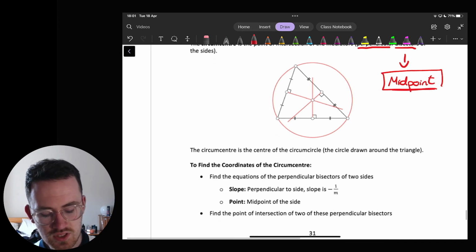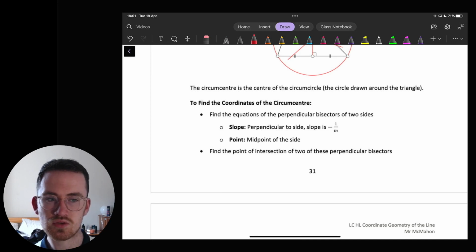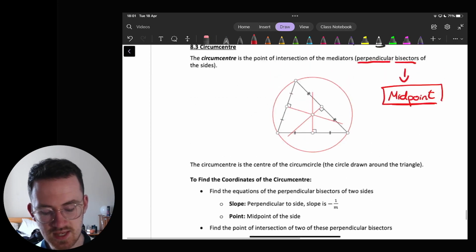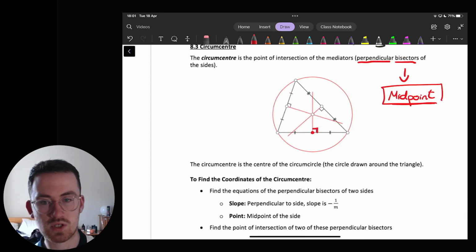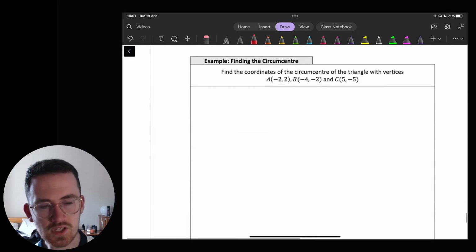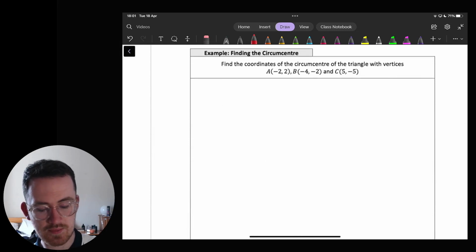So to find the coordinates of the circumcenter like we have labelled here, we find the equations of the perpendicular bisectors. So the slope will be that it has to be perpendicular to whatever side we're looking at, and the point that it's going to go through is going to be the midpoint of the side that we're looking at. Okay, so we can see here that it's perpendicular here and also goes through the midpoint here as well. Let's find the coordinates of the circumcenter of this triangle with vertices A, B, and C.